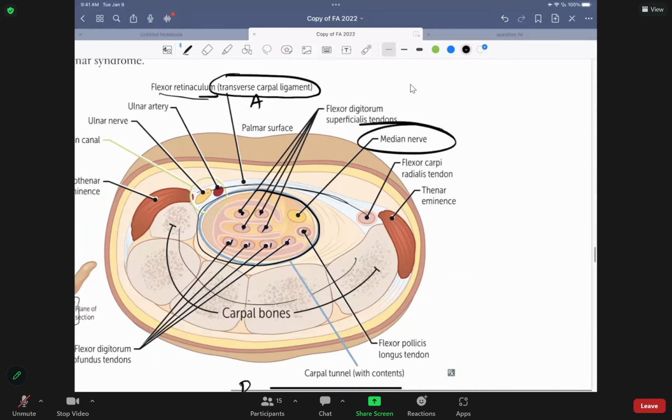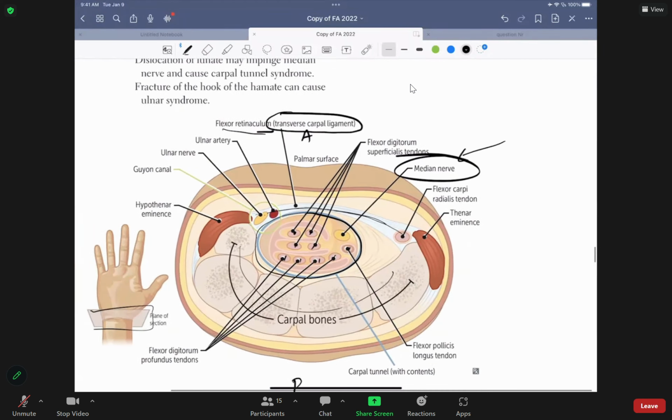Anytime a compression happens to the median nerve inside the carpal tunnel, we call it carpal tunnel syndrome. Is that clear, folks? So the definition of carpal tunnel syndrome is the median nerve is getting constricted or compressed. That's carpal tunnel syndrome. Is everybody clear, folks? That's the idea.